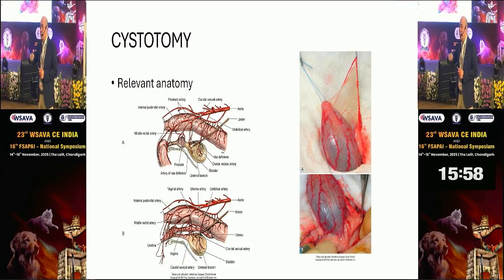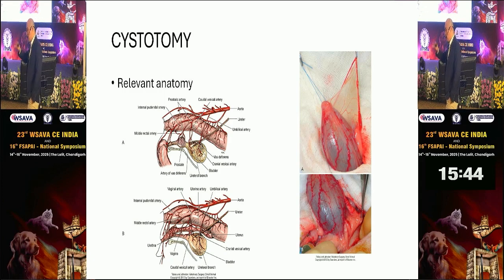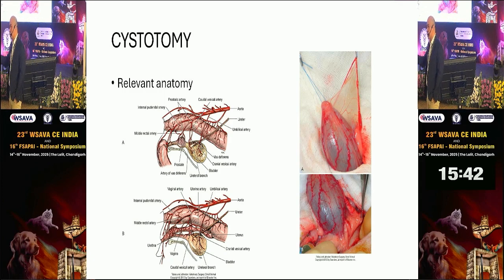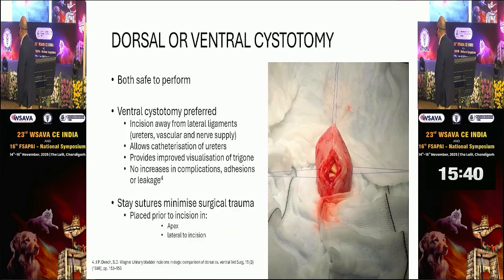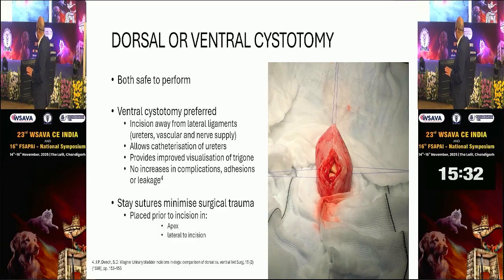dorsally. So the vascular supply, the nerves, the ureters, they're all coming in dorsally. There was a period where it was recommended that we retroflex the bladder and we went in dorsally. The thought being that you didn't want any sort of sediment sitting on your suture line. Now that's been debunked, and what we know is that it is safe to perform a dorsal or a ventral cystotomy.